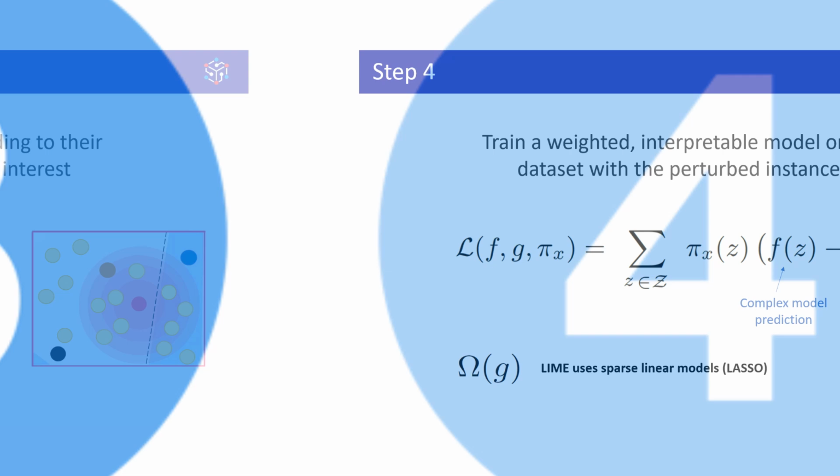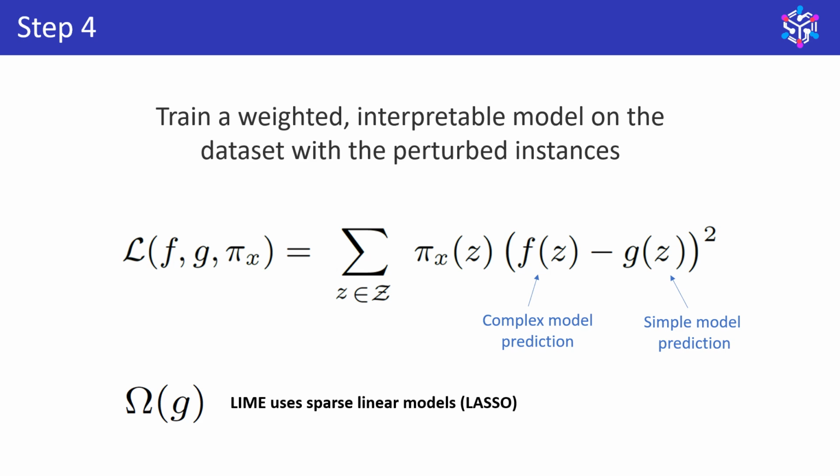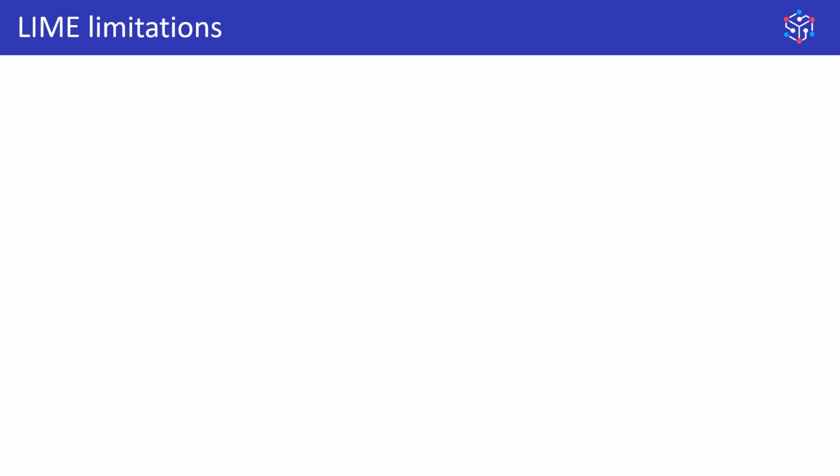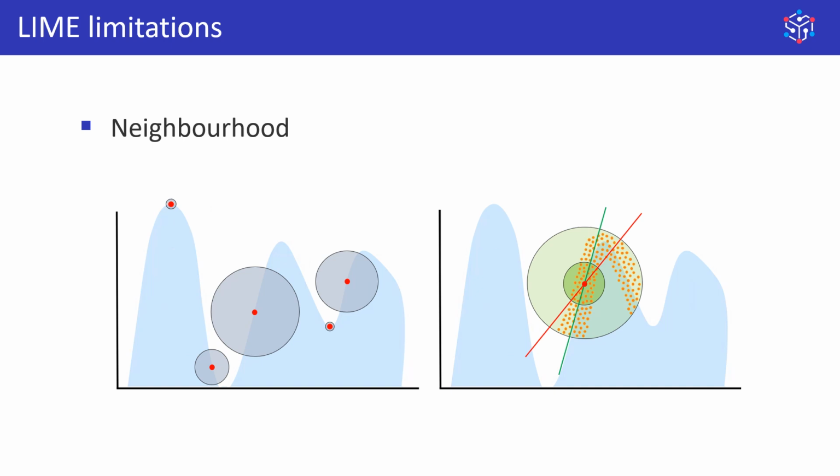Step 4. Train a weighted interpretable model on the dataset with the perturbed instances. Step 5. Explain the prediction by interpreting the local model. Like every model, LIME is no less, it has some limitations. The neighborhood. When using LIME with tabular data, the right definition of the neighborhood is a huge and unsolved challenge. This is LIME's most serious flaw, and the reason why it should be used only with extreme caution.